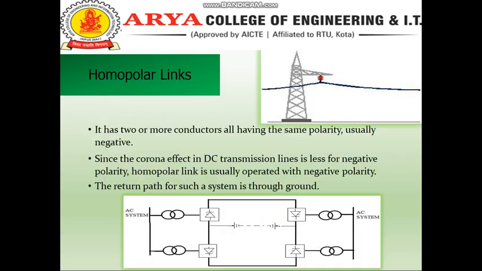Homopolar link. It has two or more conductors, all having the same polarity, usually negative. Since the corona effect on the transmission line is less for negative polarity, the homopolar link is usually operated with negative polarity. The return path for such a system is through ground.